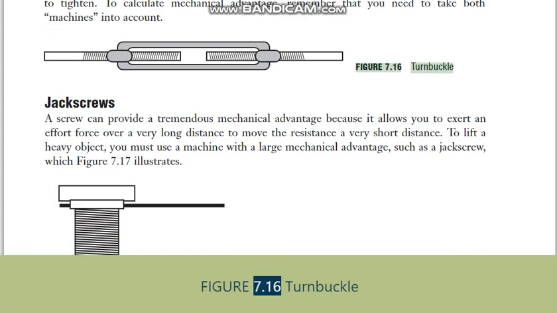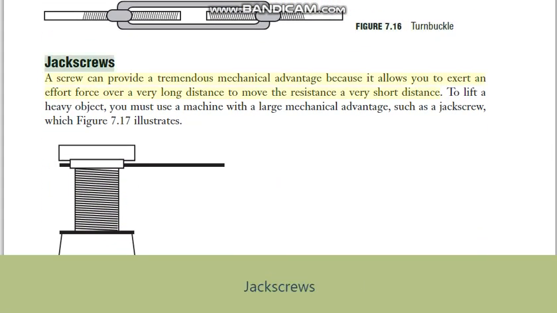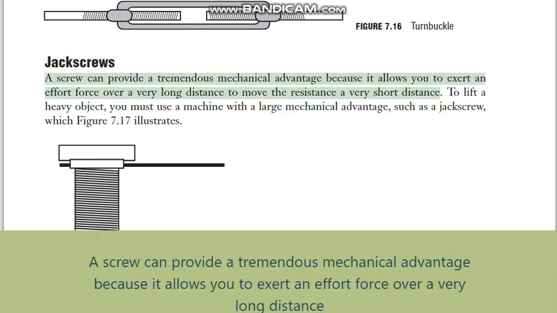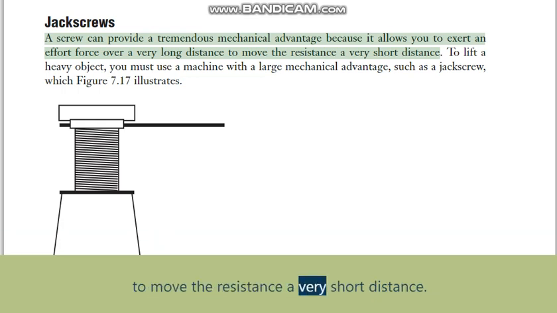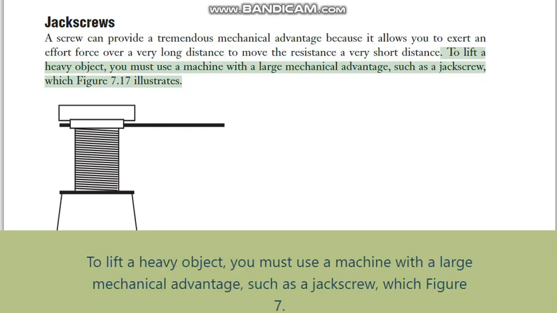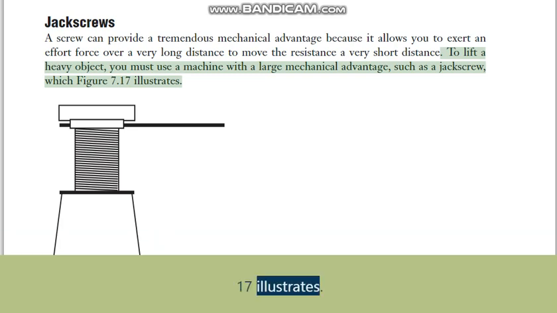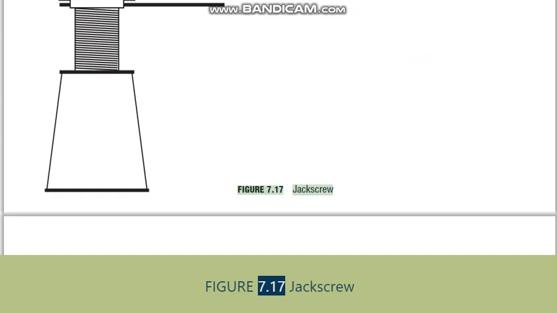Figure 7.16 Turnbuckle. Jack screws. A screw can provide a tremendous mechanical advantage, because it allows you to exert an effort force over a very long distance to move the resistance a very short distance. To lift a heavy object, you must use a machine with a large mechanical advantage, such as a jack screw, which figure 7.17 illustrates. Figure 7.17 Jack screw.